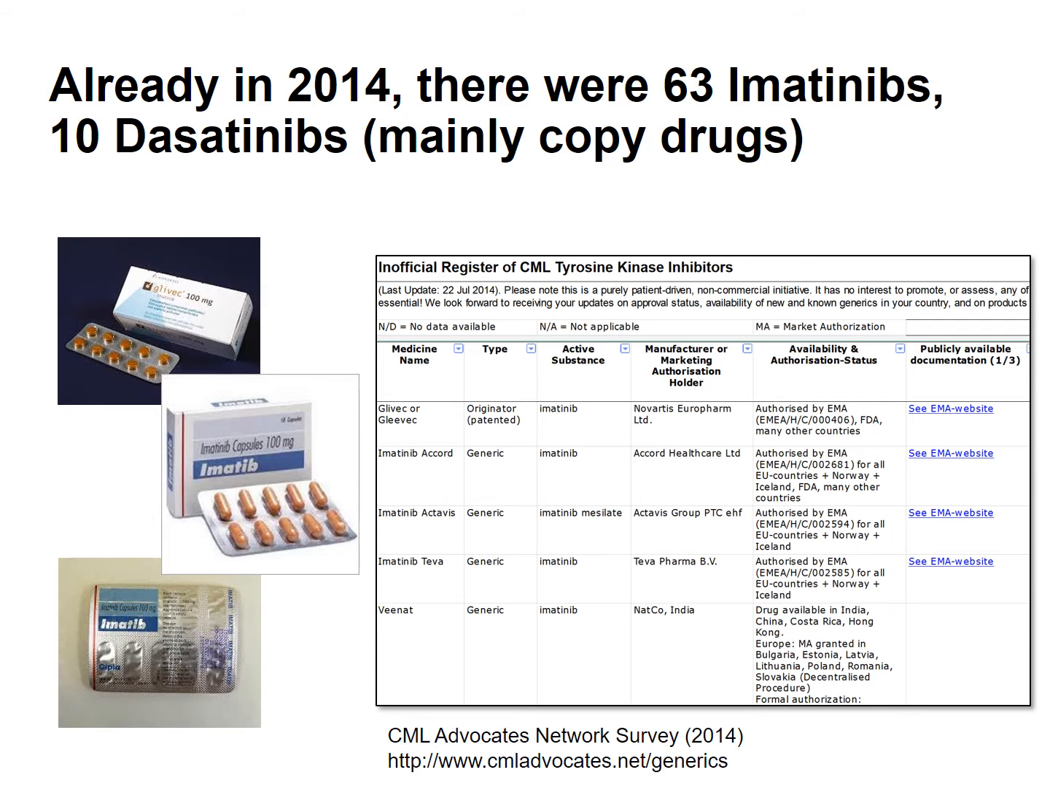And already in 2014, in a survey that we did to all our member organizations as well as physicians all across the globe, we found out that at that time there were already 63 imatinib products and already 10 different dasatinib products on the market. Most of them being copy drugs, because the patent, of course, of Gleevec and of Sprycel was still valid, except in those countries where the patent was not enforced.